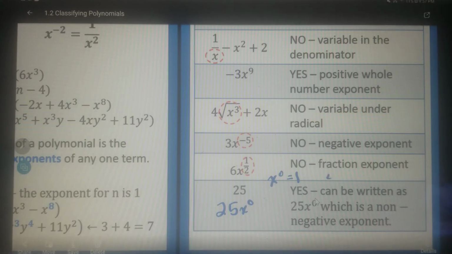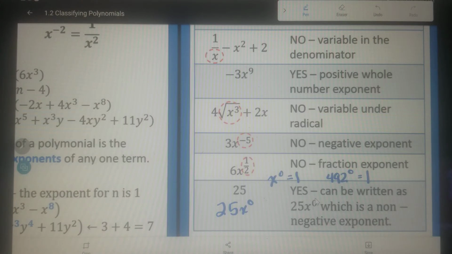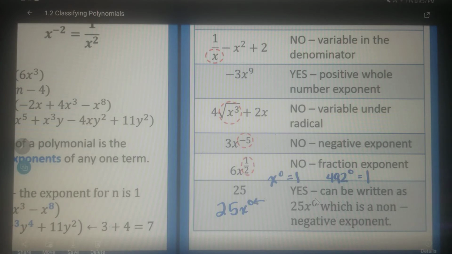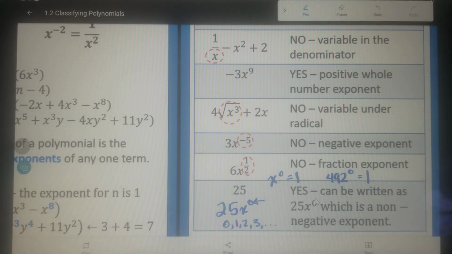We could say 492 to the 0 power, and that is going to equal 1. Okay, so the answer is yes, because it can be written in that, and it has a whole number. 0 is a whole number. The whole numbers actually start at 0: 0, 1, 2, 3, dot, dot, dot. So 0 is a whole number, and it's not negative. So it's a polynomial.